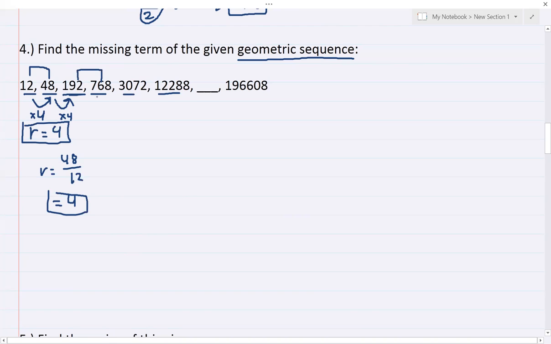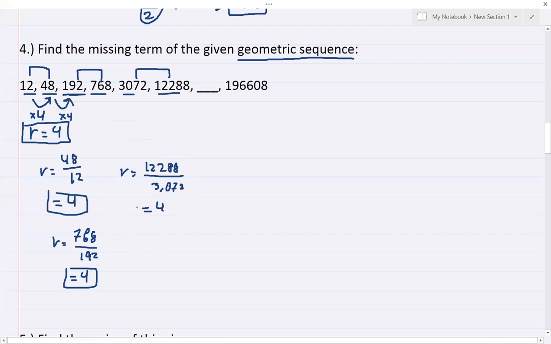100, 768 and 192. So this is 768 divided by 192. The answer is still 4. Okay. Now do that here as well. Your ratio is equal to 12,288 all over 3,072. The ratio here is 4. So that means your common ratio is 4. That's it. That's how you get your common ratio.